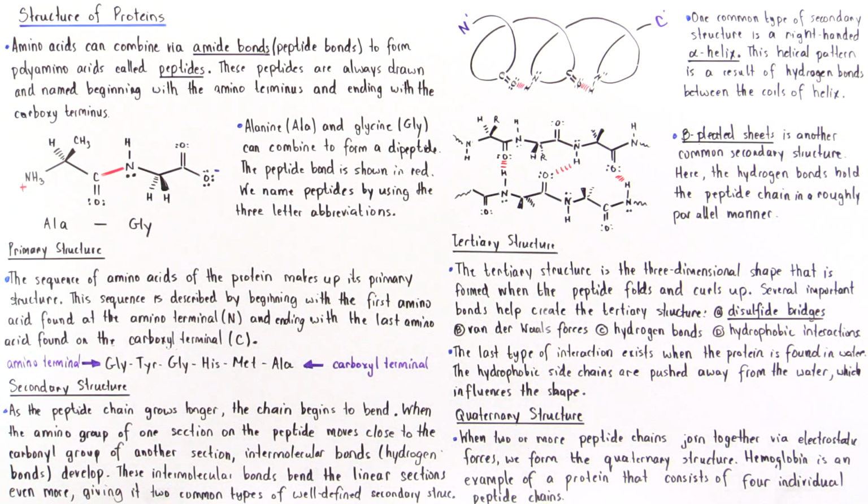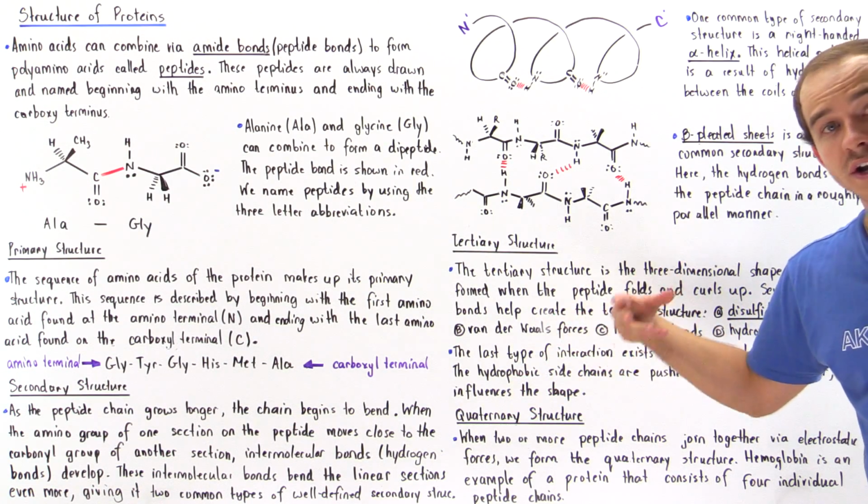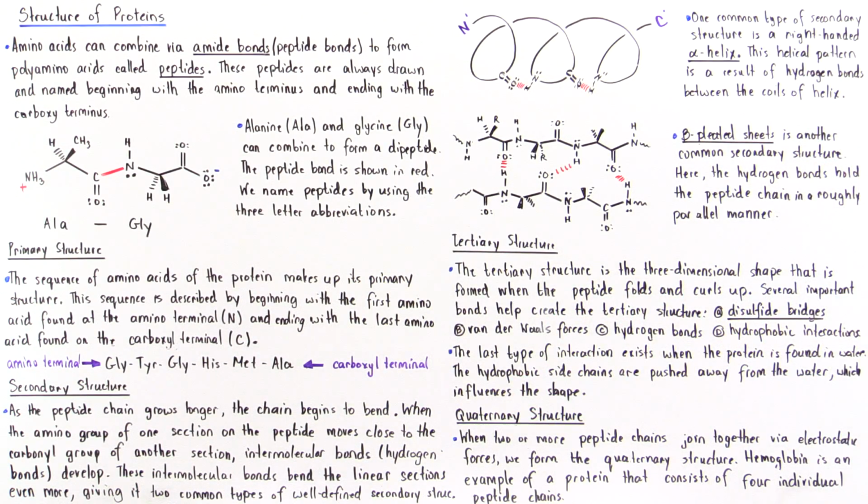So the last type of interaction exists when the protein is found in water. So the hydrophobic side chains of the amino acids are pushed away from the water inside that protein, and that influences the three-dimensional orientation and shape of our molecule, of our peptide.